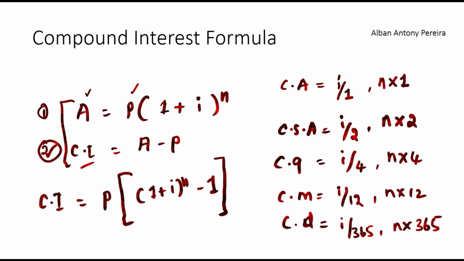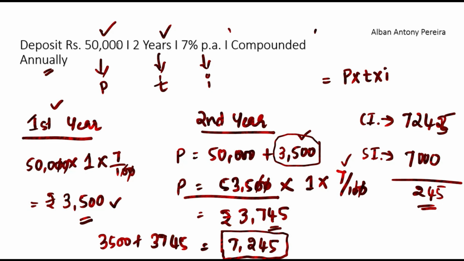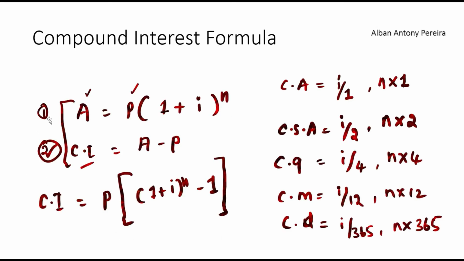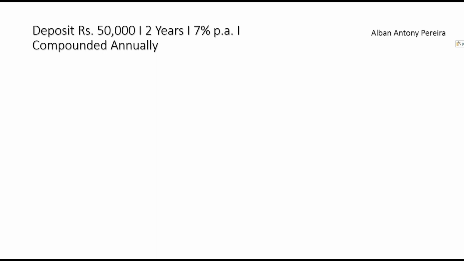Earlier we solved one question, right? This one: deposit rupees 50,000, 2 years, 7% per annum compounded annually. Let's solve this same question with the formulas we have written. Let me first write down both the different formulas we mentioned in the previous slide. We saw two types of formulas. First we calculate the amount, then compound interest, and second is the direct formula for compound interest. Let's see in both methods whether we get the same answer or not.